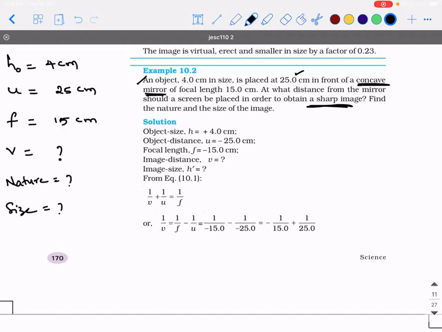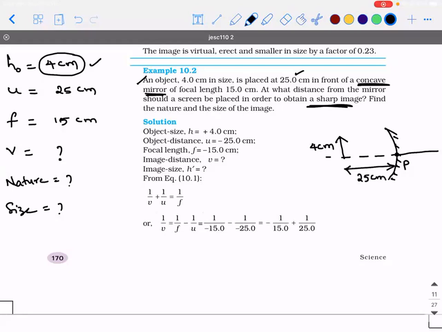and size. Okay, now listen to this carefully, guys. Height of the object is 4 centimeter, accepted. So this is how a concave mirror is going to look like. P. Height of the object is 4 centimeter. Object distance is 25 centimeter. U is equal to 25 centimeter. So what is the thing I need to add? It is on the left of the mirror. So is it not minus? So minus 25.